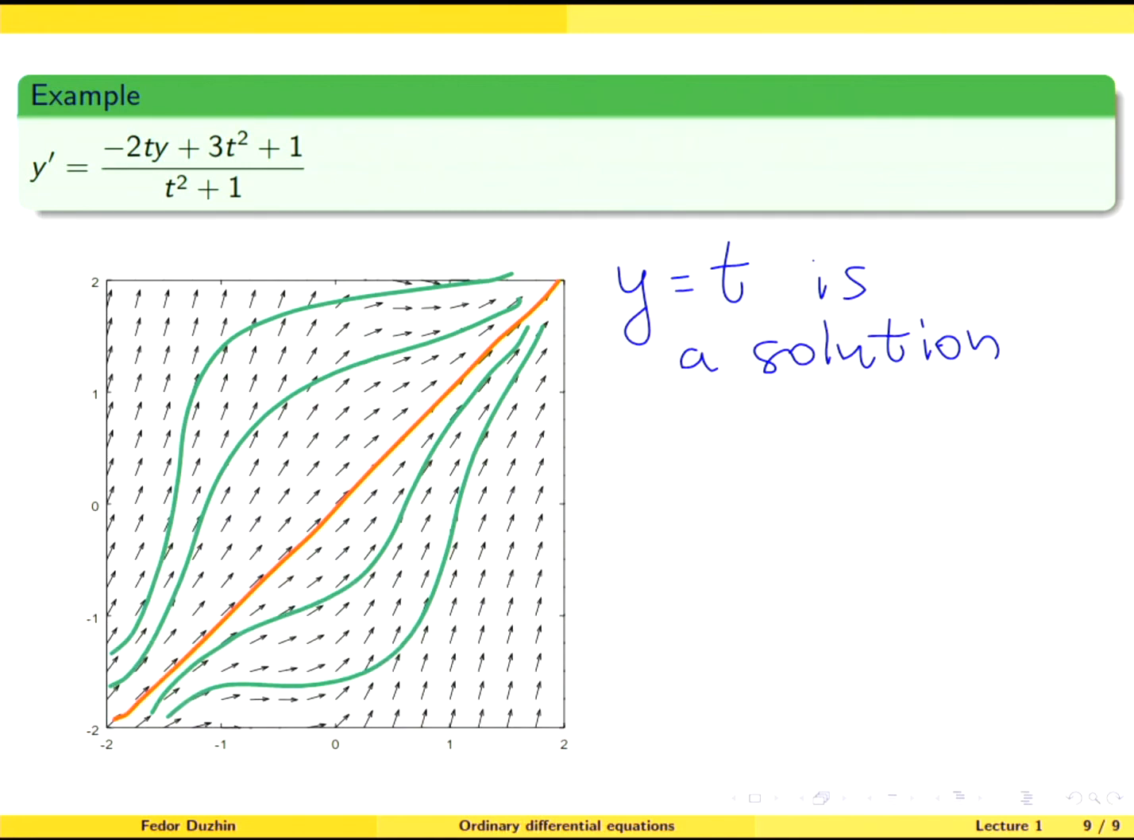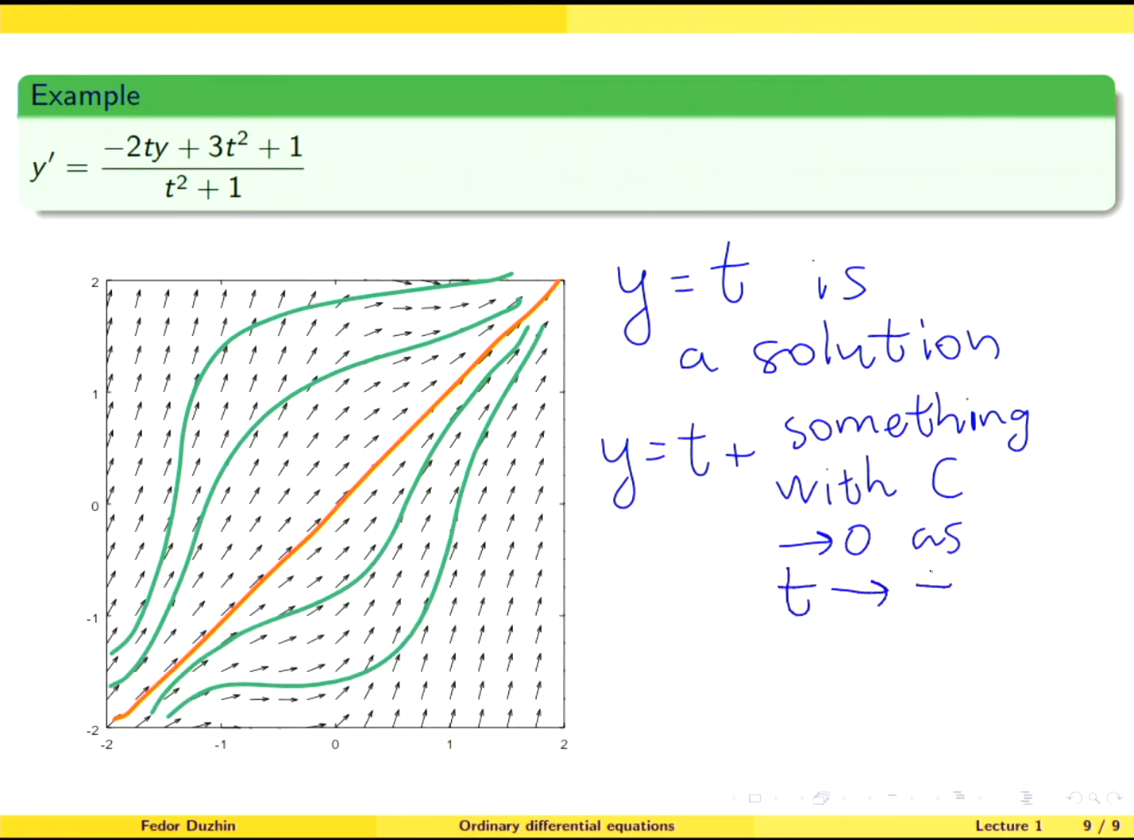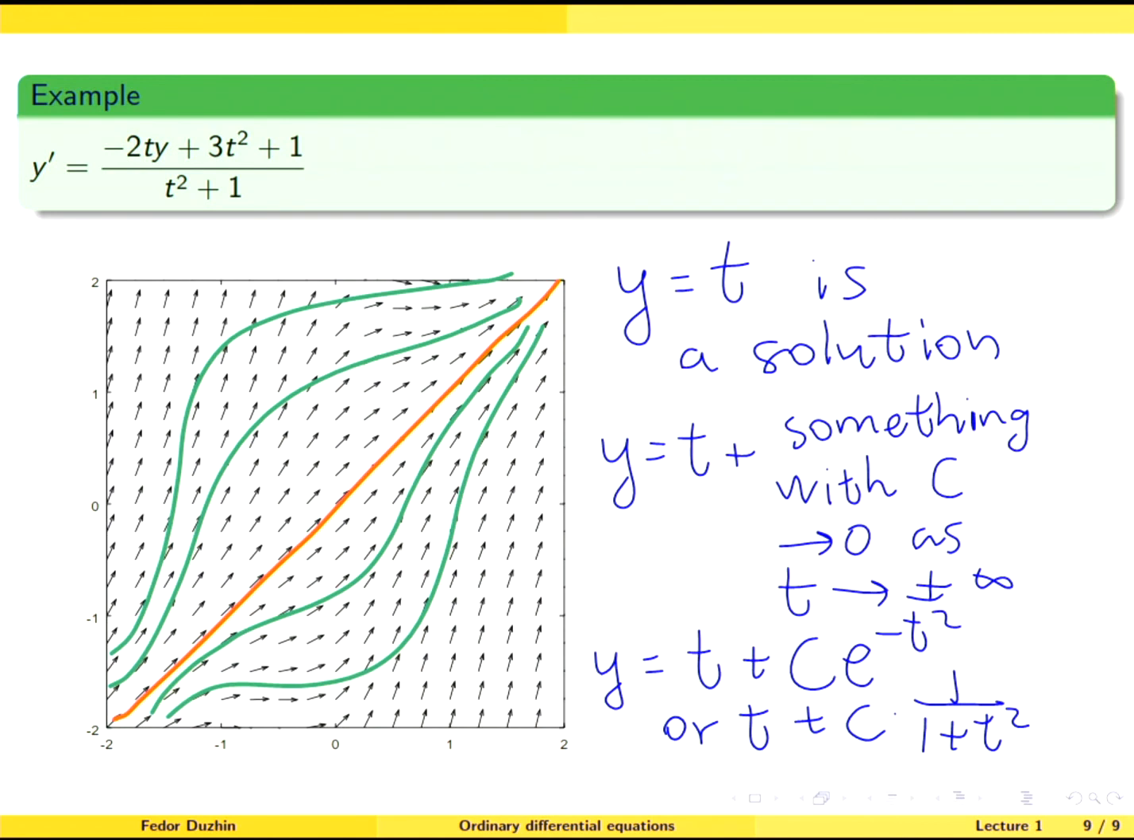So which means that the general solution looks like y equals t plus, well, something that contains a parameter c. So I'll write with c, and this something with constant c has the property that it approaches 0 as t approaches plus or minus infinity. So it could be something like y equals t plus c times, say, e to the minus t squared, or t plus c times 1 over 1 plus t squared, or something like that.